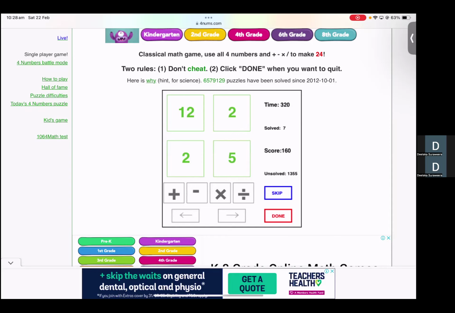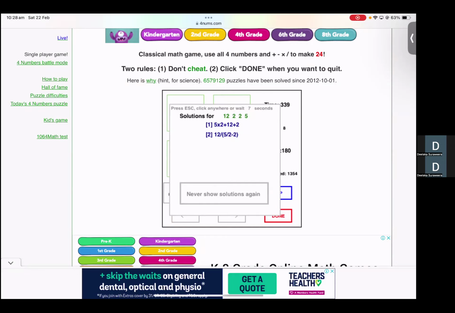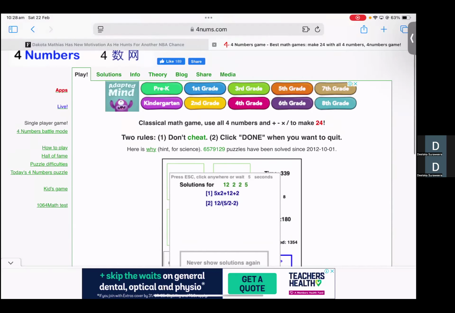One more? One more. All right. Okay, done. What is it? You want me to tell you? Yeah, you can say. Okay. 5 times 2, which is 10. 10 plus 12 is 22. 22 plus 2 is 24. Nice. Can we do one more? Okay, last one. One more. One more. I'll keep my mouth shut.